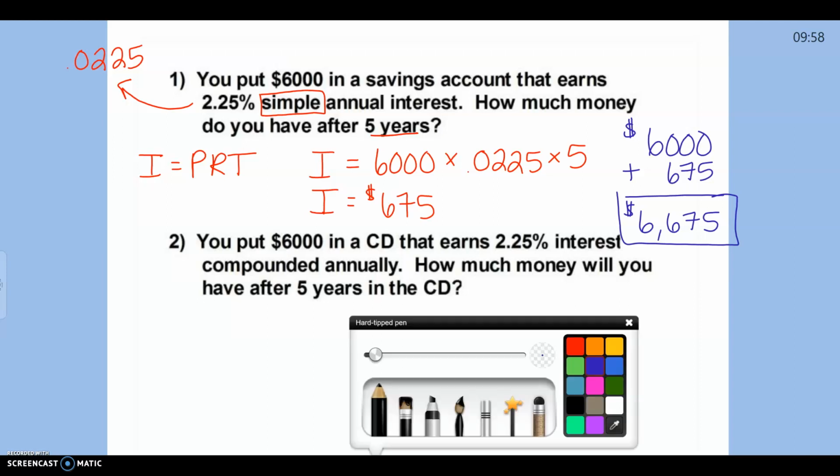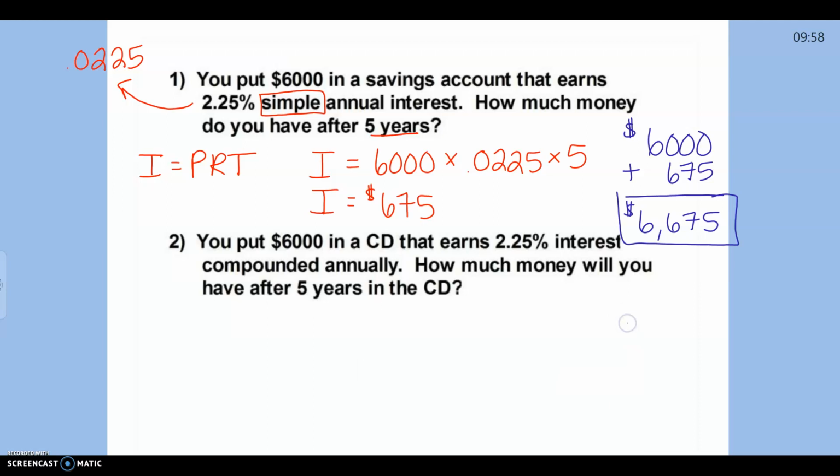Now, in the second example, that is different, okay? So it says now we're going to take that same $6,000 and we're going to put it in a CD that earns 2.25% interest. The difference is the keyword compounded, y'all. If you see the word compounded, that means we need to use this formula.